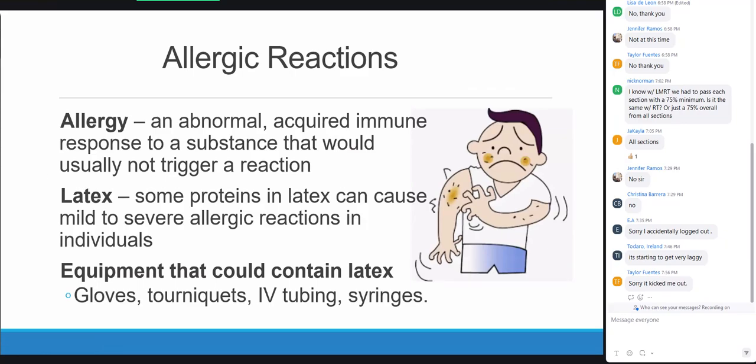Allergic reactions for allergies. This is an abnormal acquired immune response brought about by substances which usually do not trigger reactions. Latex, some proteins can cause mild to severe allergic reactions in individuals. Again, patient history, good communication. Knowing that equipment like gloves, tourniquets, IV tubing, syringes could contain latex, or knowing whether or not they do contain latex is definitely something that you'll want to be aware of.